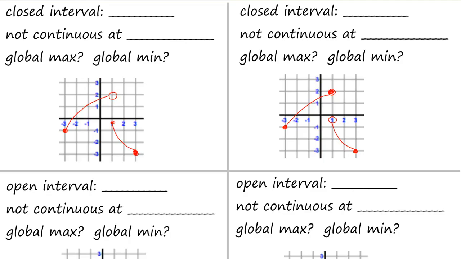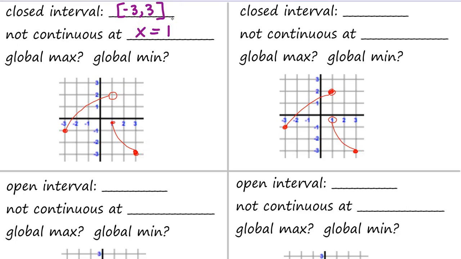So next we're going to explore a little bit something that's going to lead us to a theorem. So I have 4 different scenarios here. I have a graph on a closed interval. The closed interval is from -3 to 3. Notice that this is not continuous. We have this discontinuity at x equals 1, so it's not continuous at x equals 1.